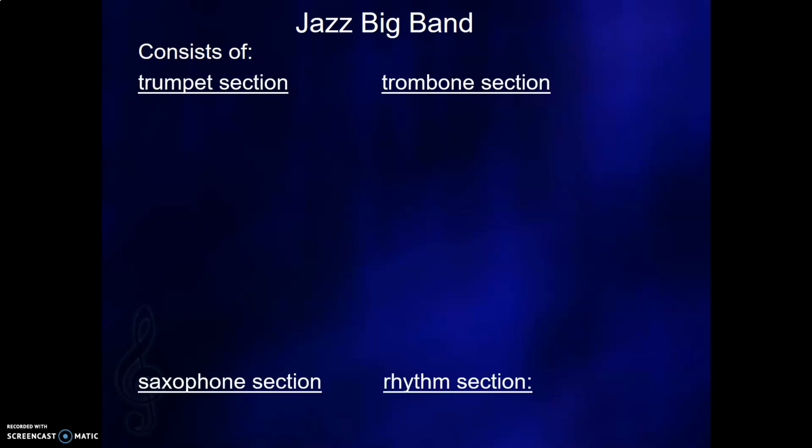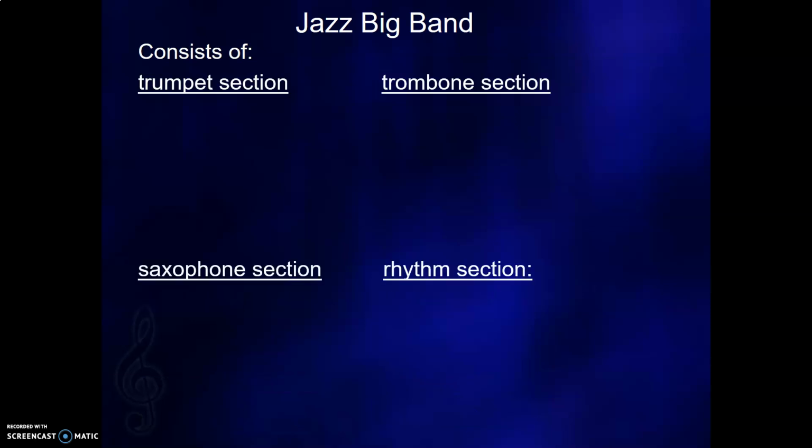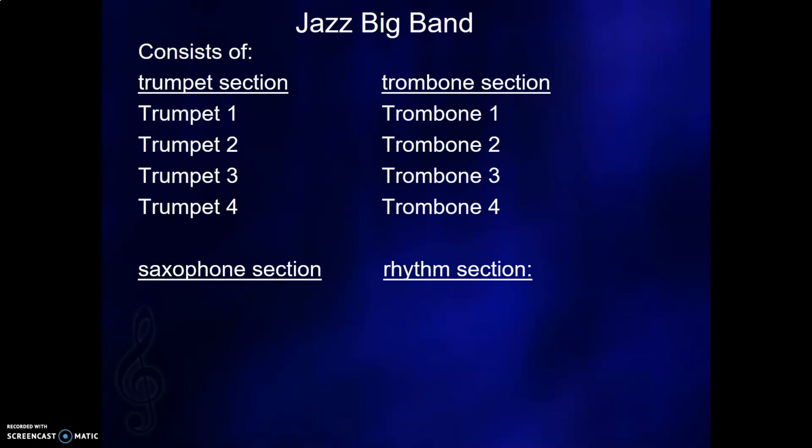The Jazz Big Band is made up of 4 sections: trumpet section, trombone section, saxophone section, and rhythm section. Each section is made up of 4 players. This is the way they're referred to in the band, and I'm asking you on a test to list them. The trumpet section is trumpet 1, trumpet 2, trumpet 3, trumpet 4. It might sound a little tedious, but that is the way you'll be expected to memorize it, and that's how they are referred to within the band.